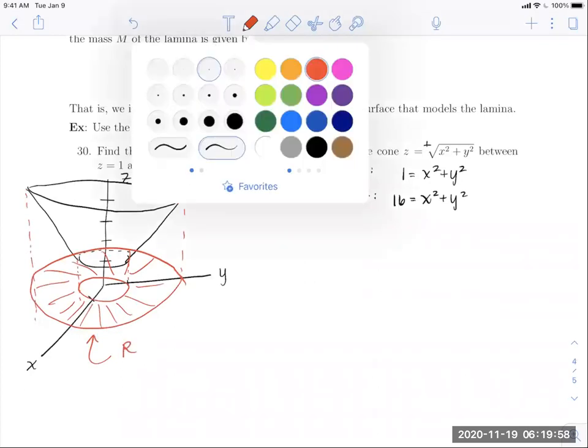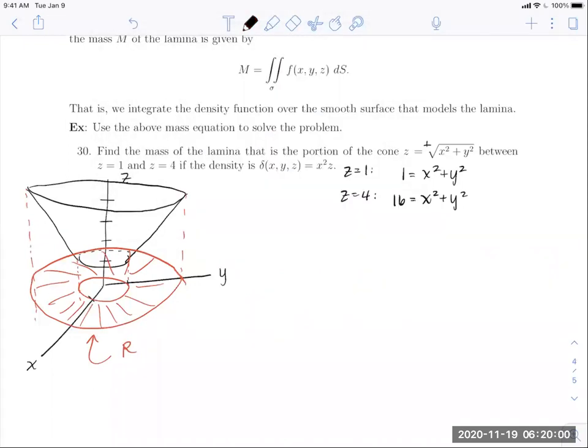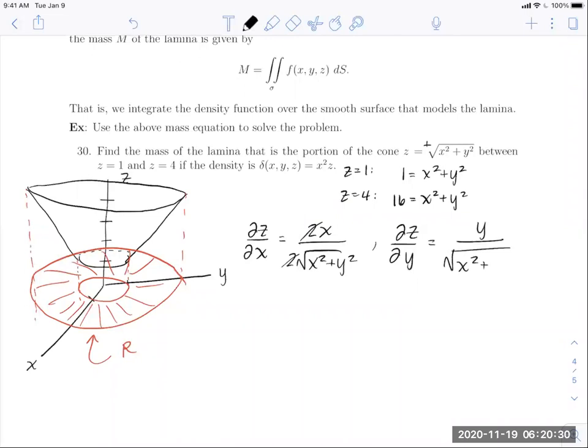And so next, what I'd like to do is figure out what my integrating factor is going to be. So let's compute partial z partial x. It's going to kick out a 2x on top, and on bottom, I'm going to have a 2 square root of x squared plus y squared. And so again, our 2's cancel. And then y is going to be essentially the same. So del z del y is y over the square root of x squared plus y squared. All right, so let's compute our integrating factor.